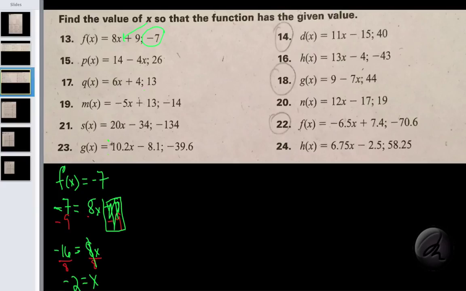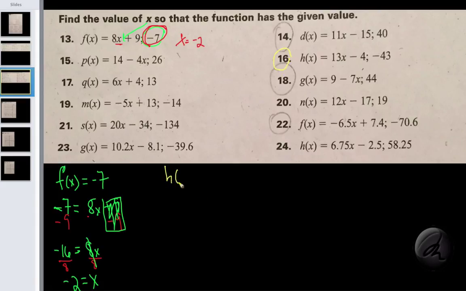So the value of x for this equation has to be negative 2 in order for the whole function's value to be negative 7. Okay, hope that made sense. Let me work out one more, just for good measure. I'm going to work out number 16 this time.